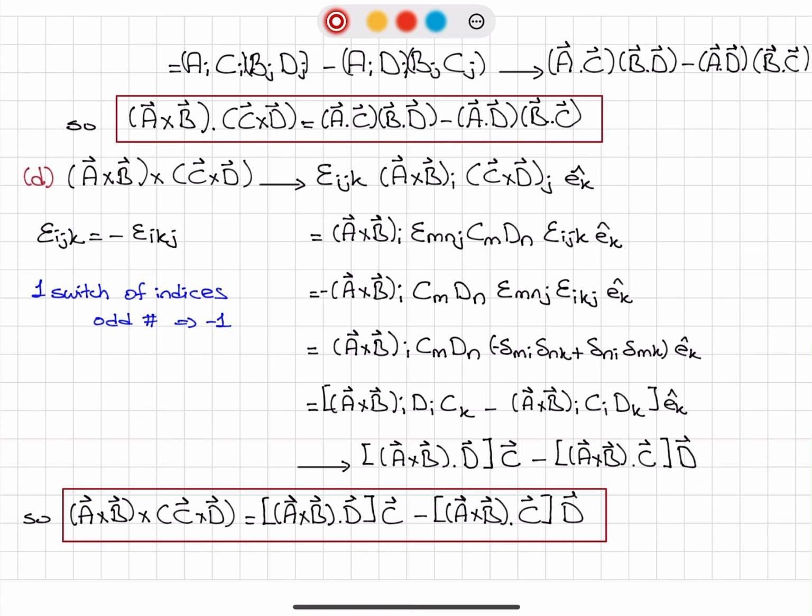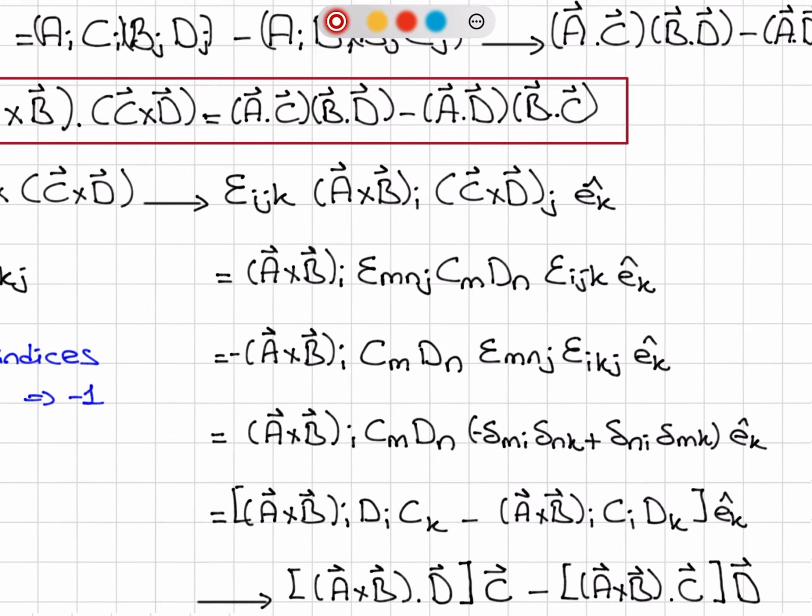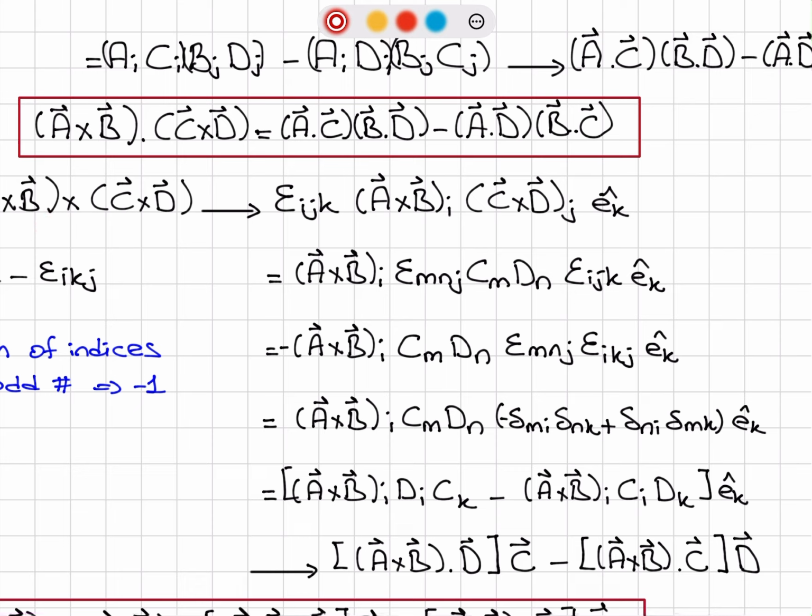Now A cross B cross C cross D. So that means we're talking about a vector here, epsilon ijk, ith component of the first vector, jth component of the second vector in ek hat direction. So I leave this one alone. I work on C cross D's jth component, which is epsilon mnj, cm, dn. Normally there would be an ej hat here, but I'm taking the jth component.